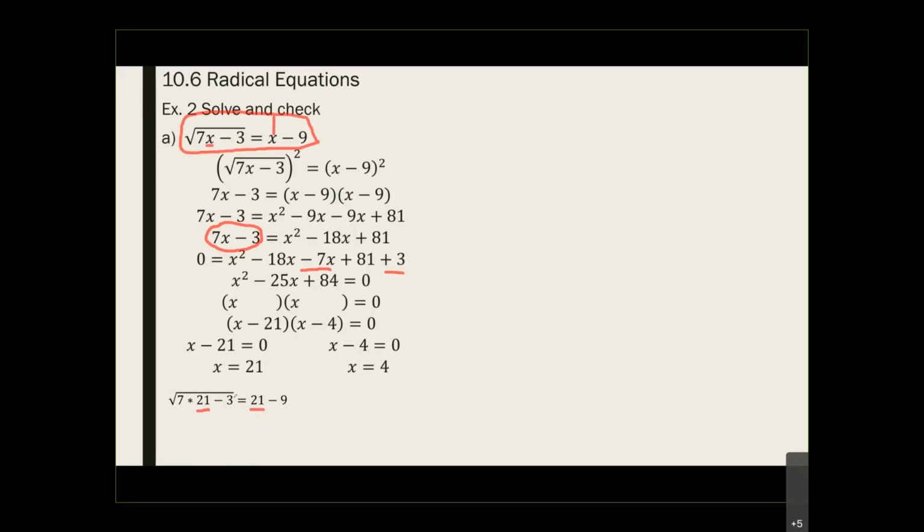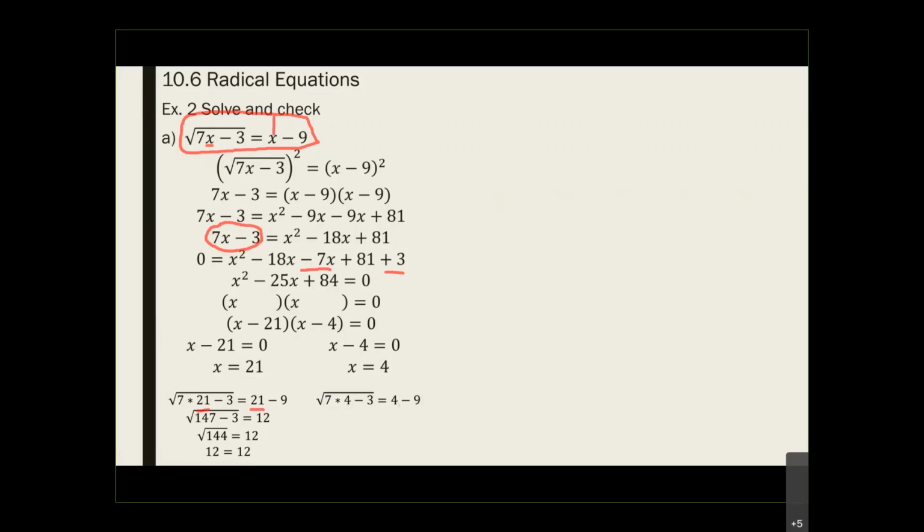So this is what I have if I simplify them. Do you agree that 7 times 21 is 147? 147 minus 3 gives me the square root of 144, and the square root of 144 is 12. So 12 equals 12, and that is your right answer, right? 12 is equal to 12.